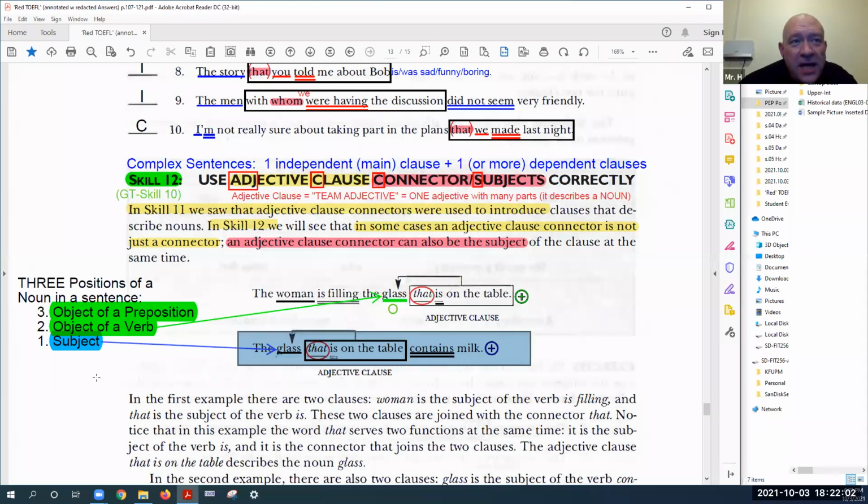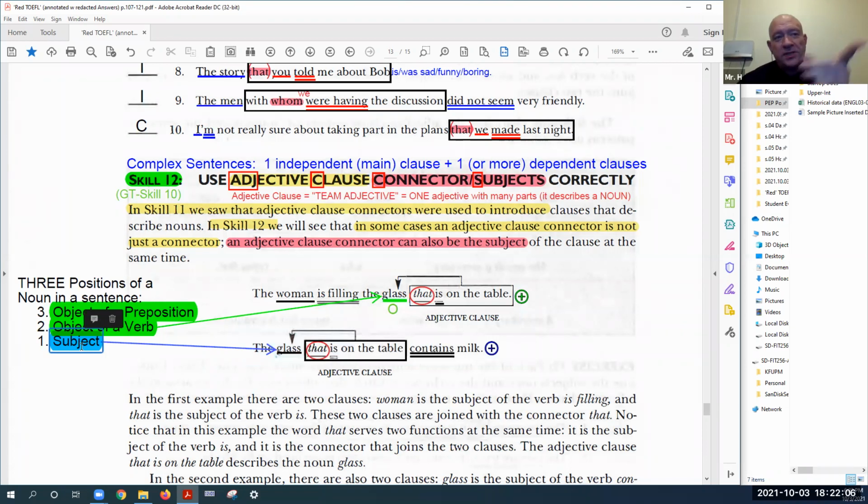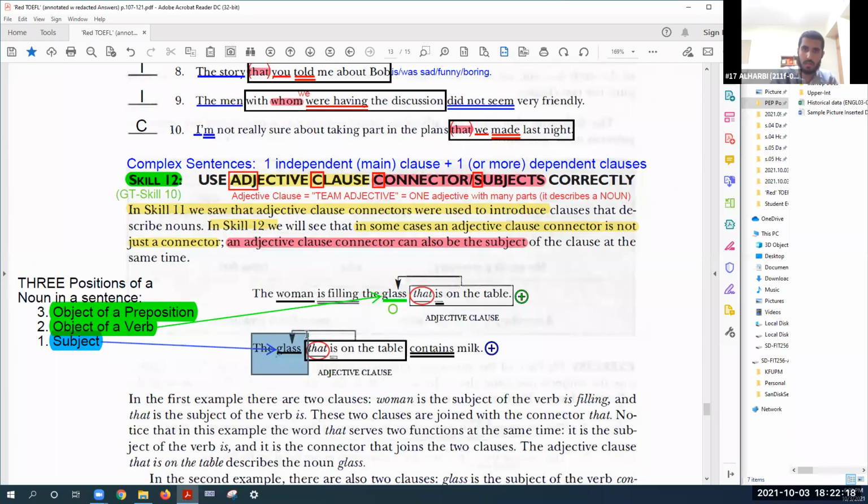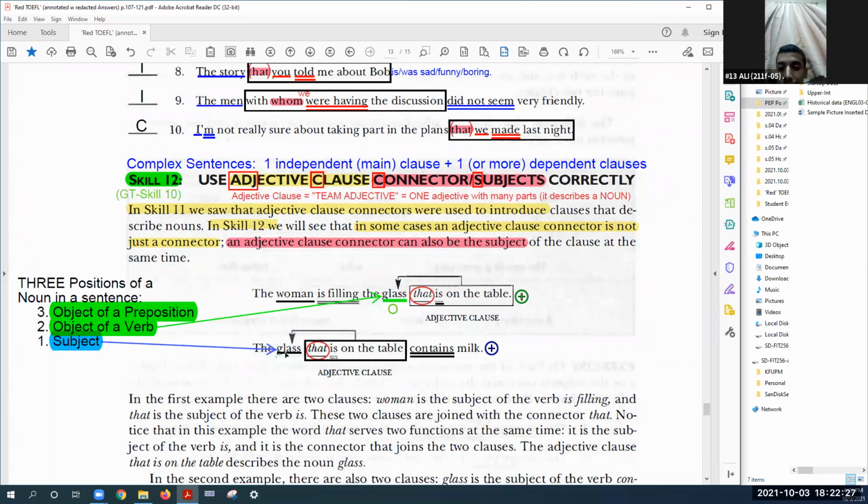Can you see here to the left side? Why is there an arrow from number 1 to this word? Anybody? What do you think? Any idea? What is the glass in this example? Subject. That's right. We have the subject on the left. Where's the verb? Contains.